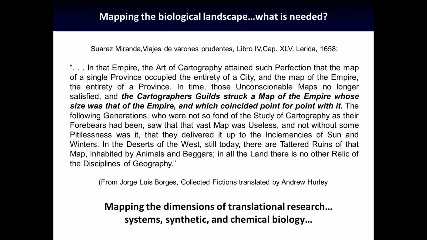Now, the informatics is the problem with untargeted analyses. And so I use this slide as motivation for how we're approaching it. In the middle, you can see it says, the Cartographers Guild struck a map of the empire whose size was that of the empire and which coincided point for point with it. Now, what this quote is really saying is that having a map which has a scale bar of 1 = 1 is really pretty useless. And the quote goes on to say that people lived under the map and so forth.